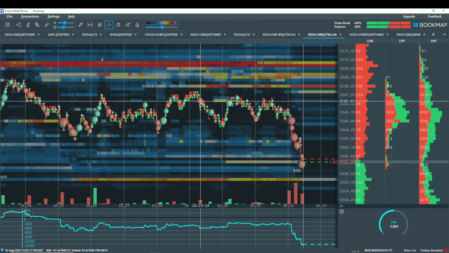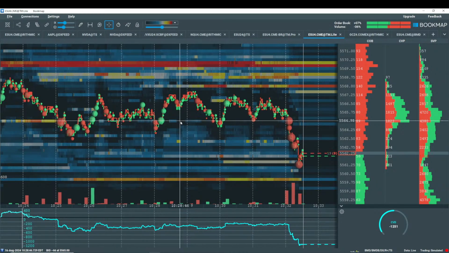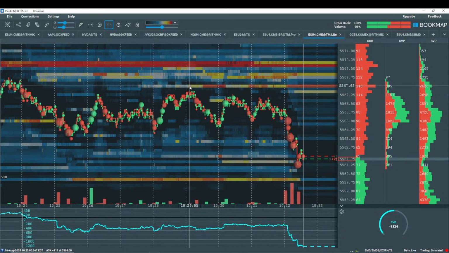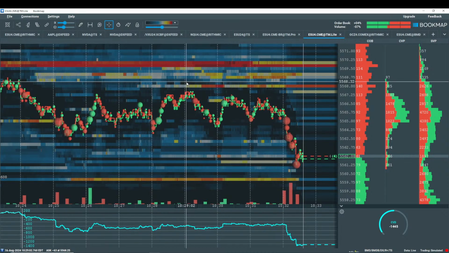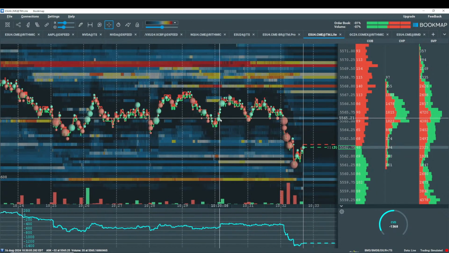Really, really simple one. Look at the exhaustion, sellers, target the bottom of the range. Stop is up above here. I would put it above this high liquidity. That's it. And look for it again and again.